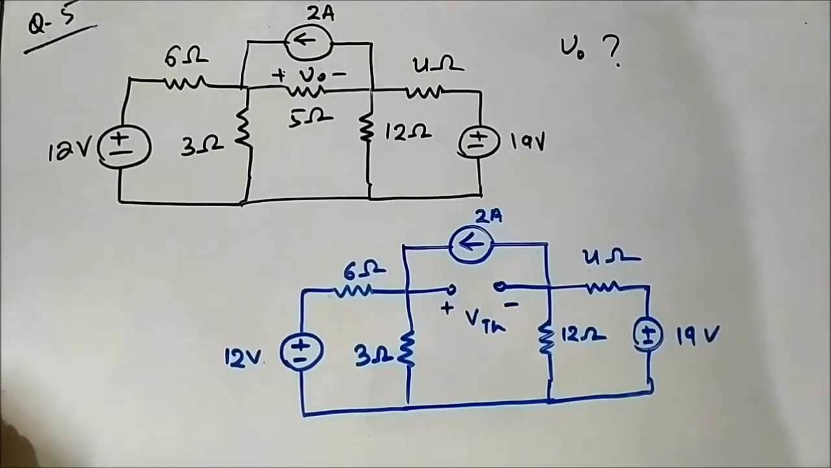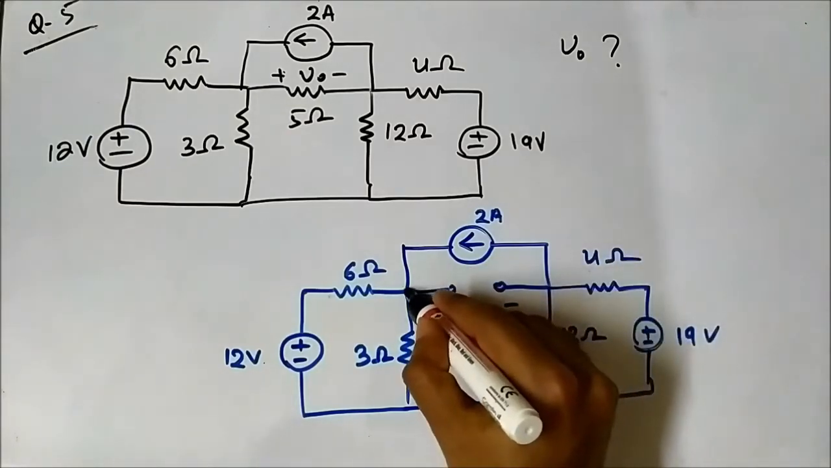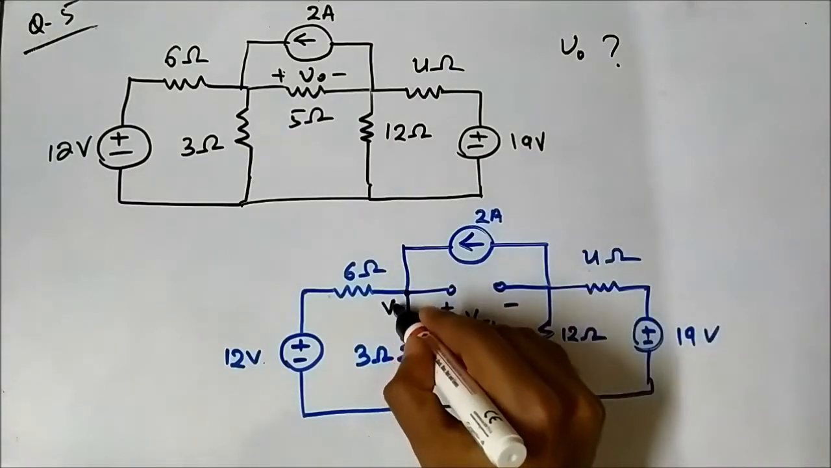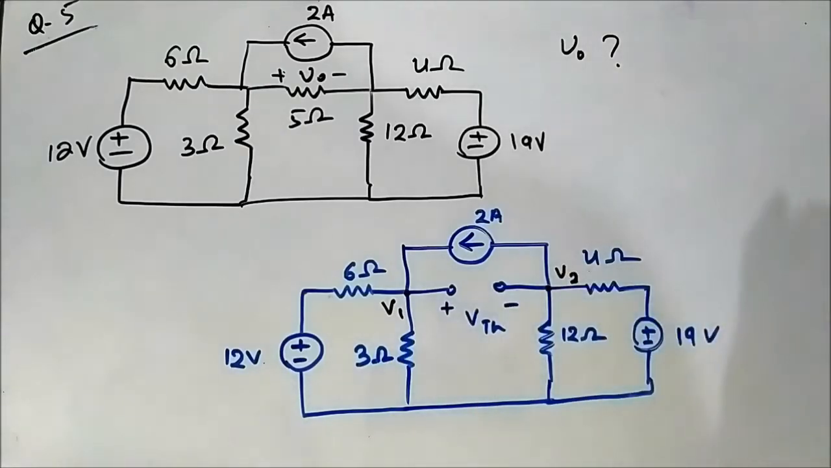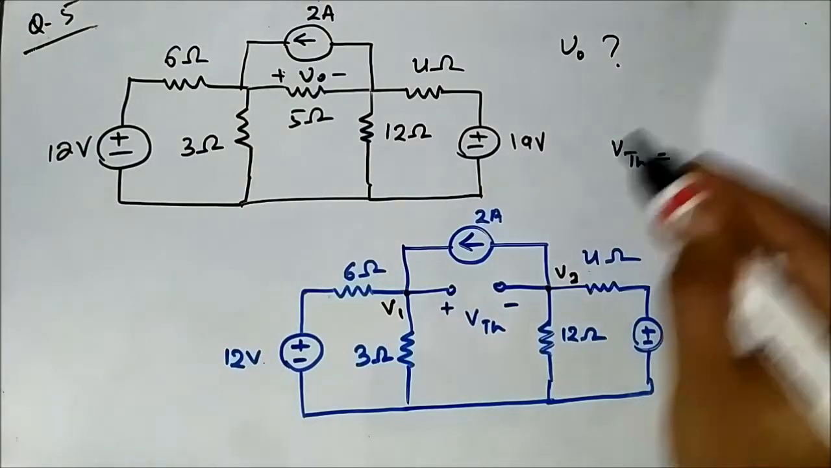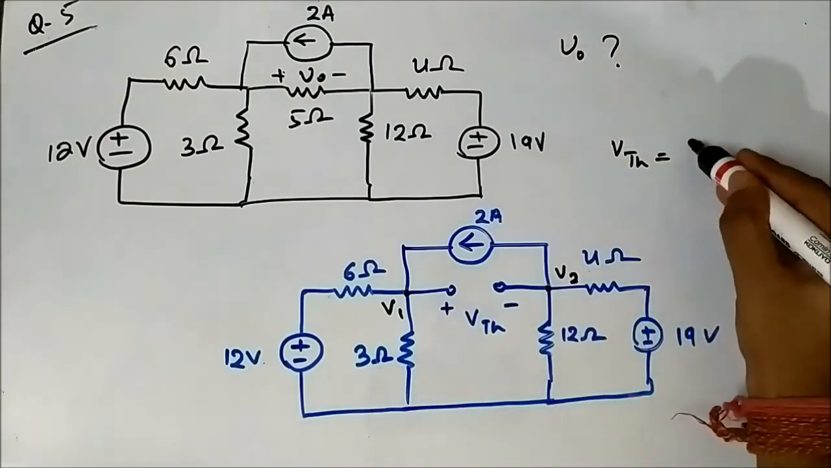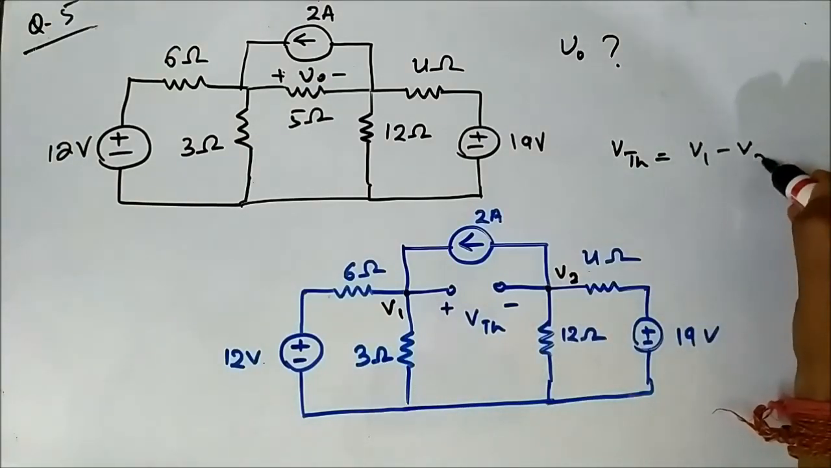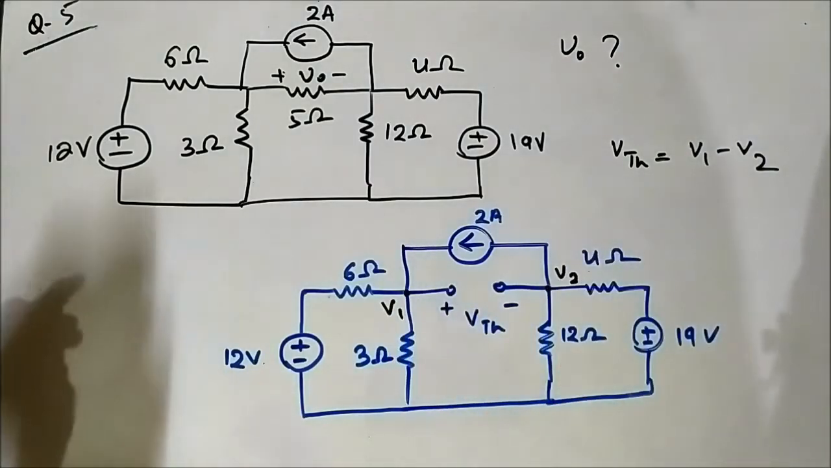So we'll be using nodal analysis here. Let us use nodal analysis and assign node voltages V1 and V2 at these 2 nodes. VTH is simply V1 minus V2. So you have to find V1 and V2 using nodal analysis.